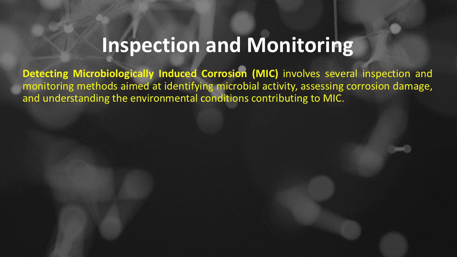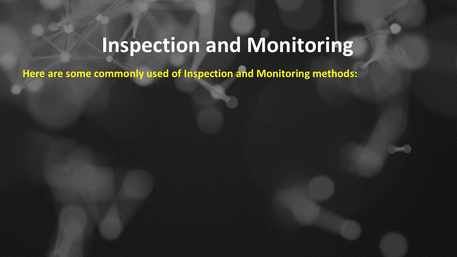Detecting microbiologically induced corrosion, or MIC, involves several inspection and monitoring methods aimed at identifying microbial activity, assessing corrosion damage, and understanding the environmental conditions contributing to MIC. Here are some commonly used inspection and monitoring methods. Number 1 is visual inspection.